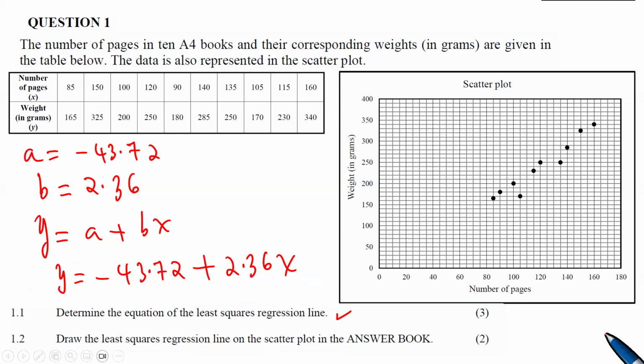Where's the question here? Who does not understand what to do and how to determine the least squares regression line? In 1.2, draw the least squares regression line on the scatter plot in the answer book.